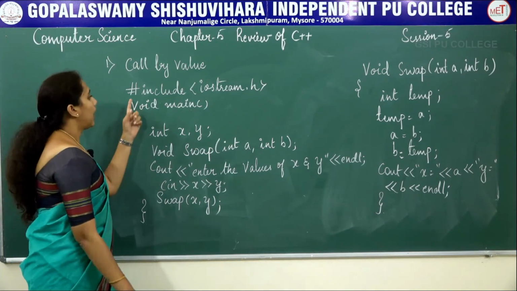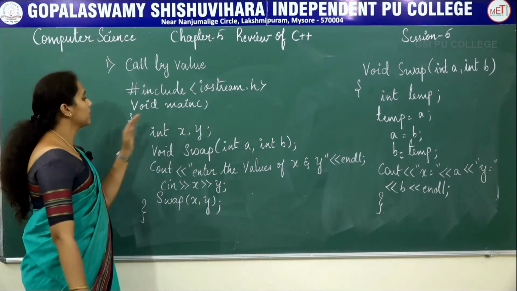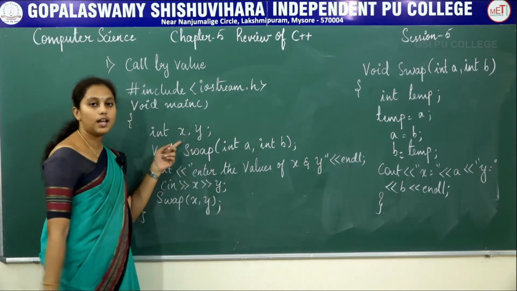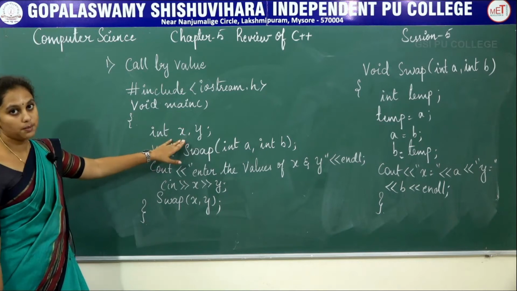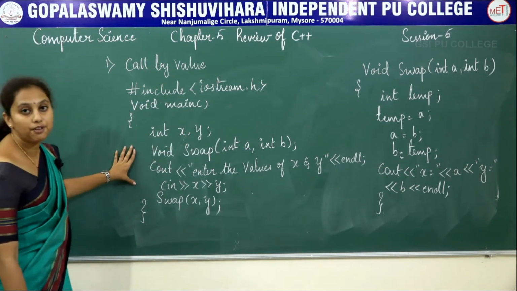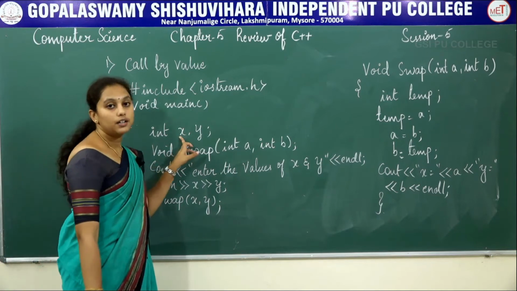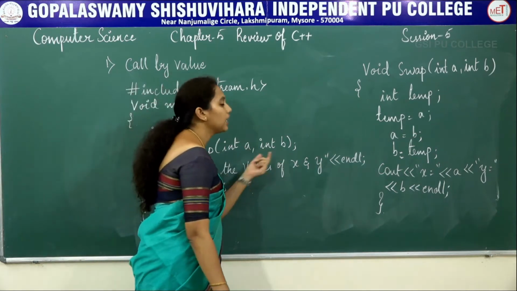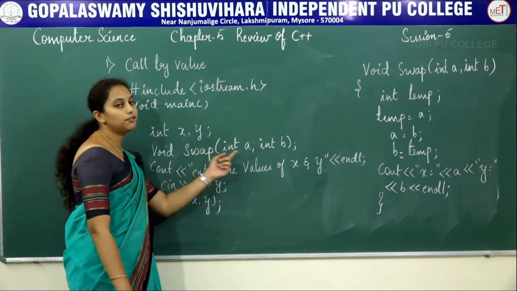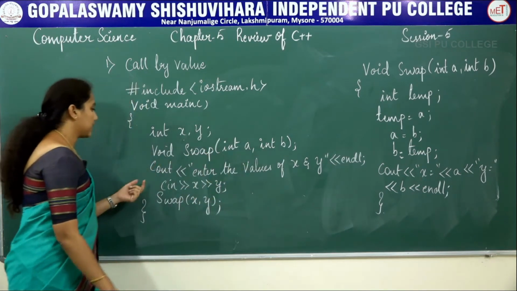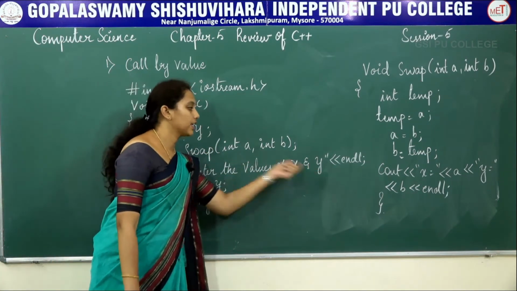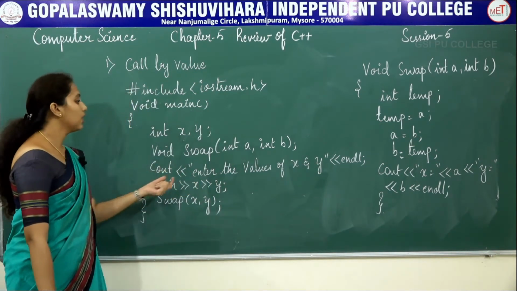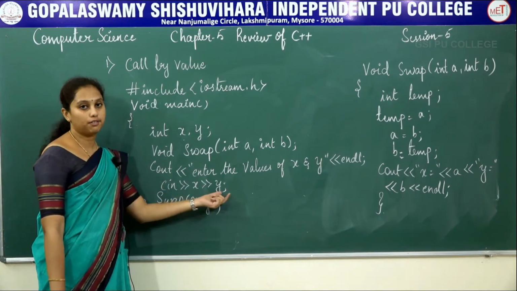So hash include iostream.h. Inside the void main, I am declaring the variables. These variables are called local variables, as these variables can be used only within this function. Next, void swap int a comma int b. What is this? This is nothing but the function declaration. Next, cout, enter the values of x and y. Using the standard input device, the user is going to enter the values of x and y here.